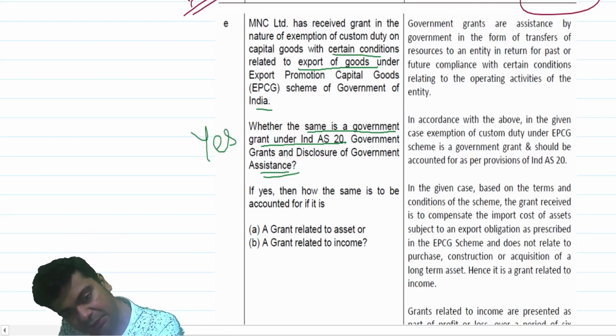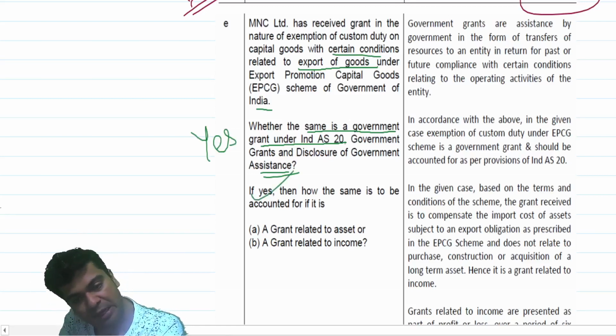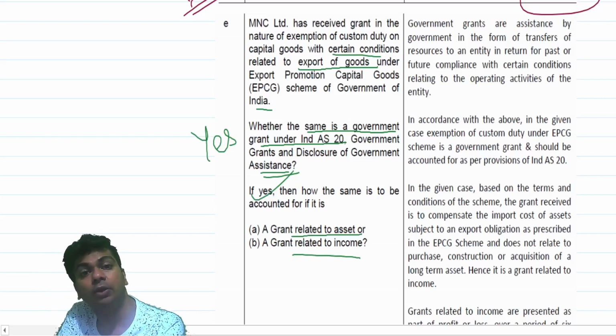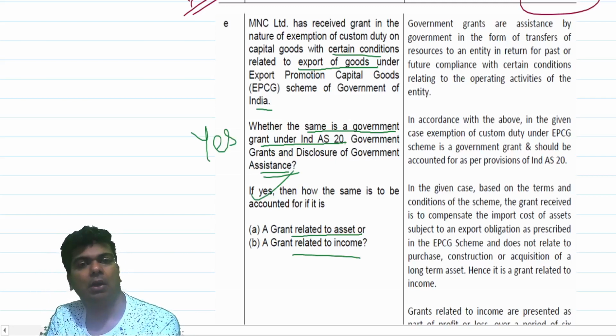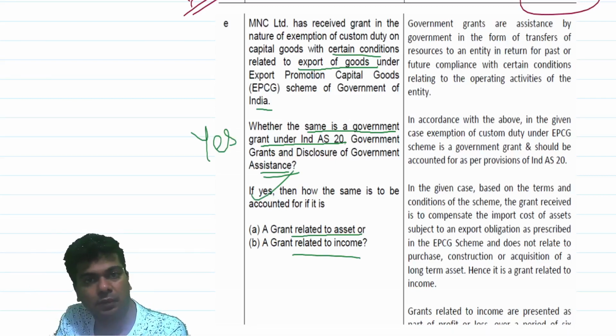If yes, then how the same should be accounted? Okay, our answer is yes. That means this next question also I'll have to answer. Is it a grant relating to asset or is it a grant related to income? Okay. Is this a grant related to asset?